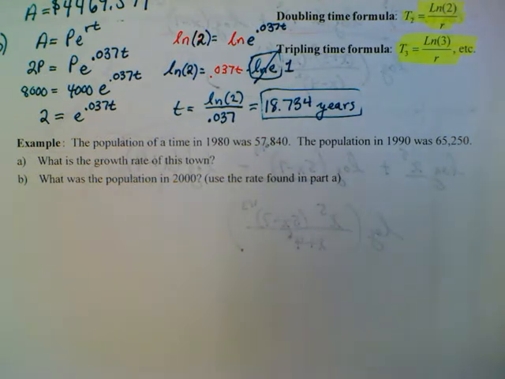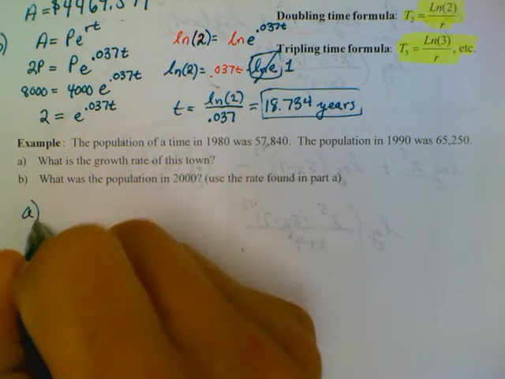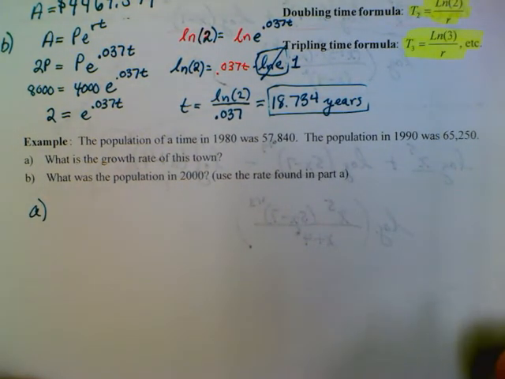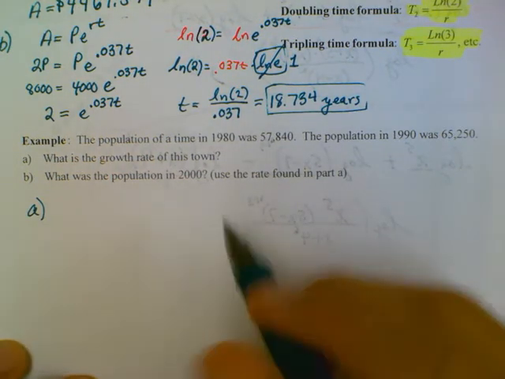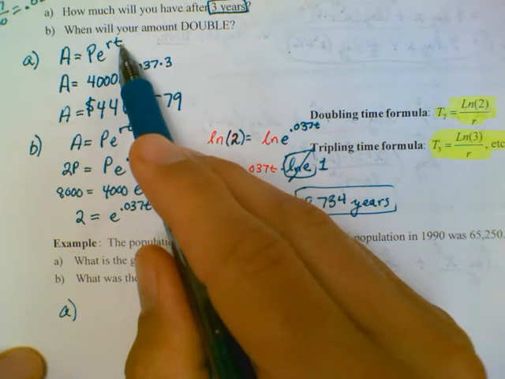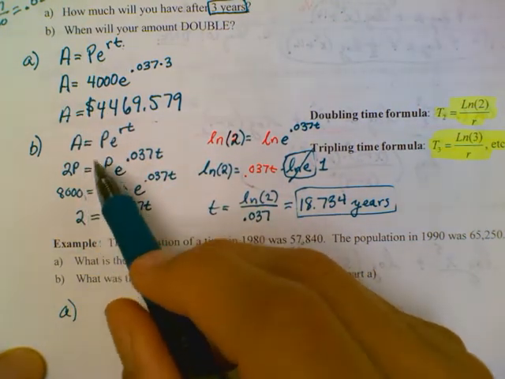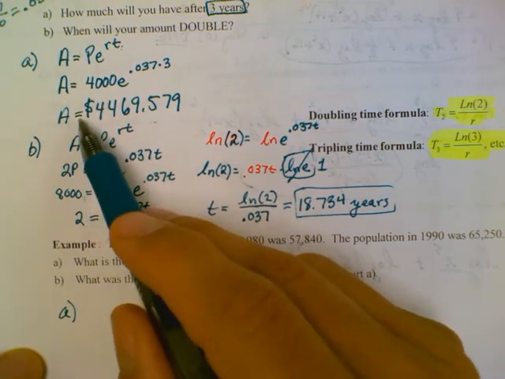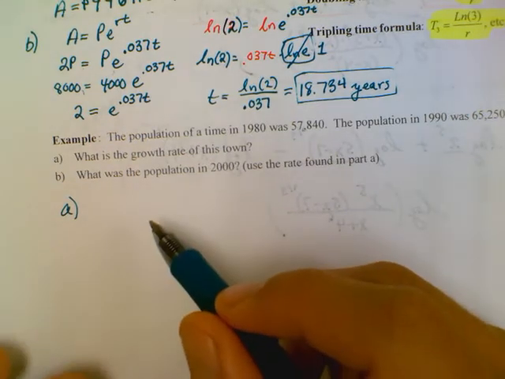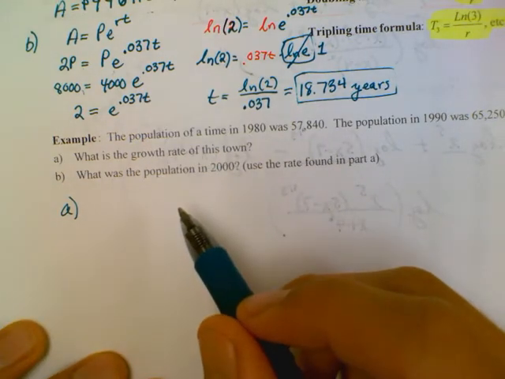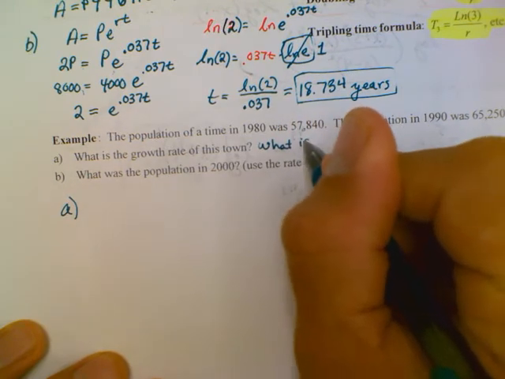Okay, so this problem says, what's the growth rate of the town? Well, I'm not really sure how to figure out the rate. I know that I've solved for t before, and I've solved for a capital A before on these notes, so this time I need to solve for r. Basically this question is saying, what is r?